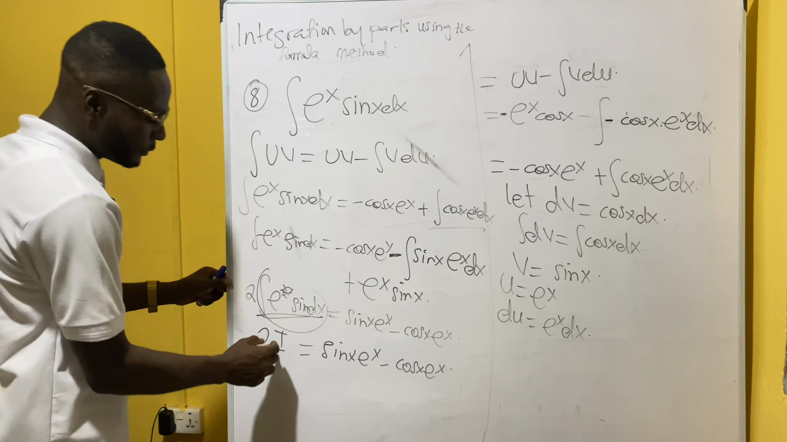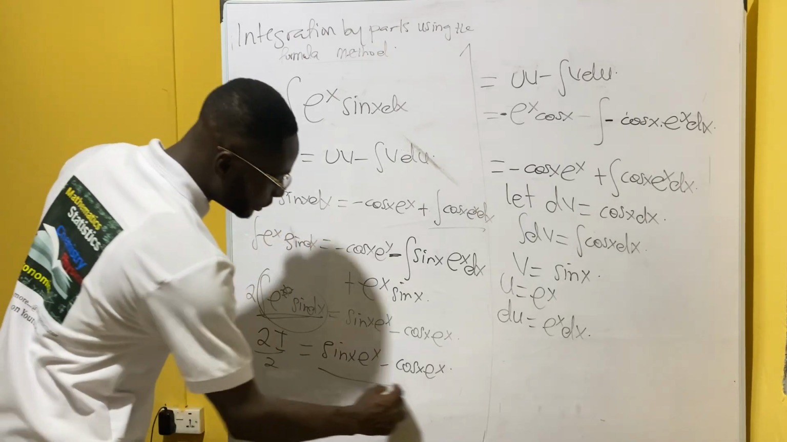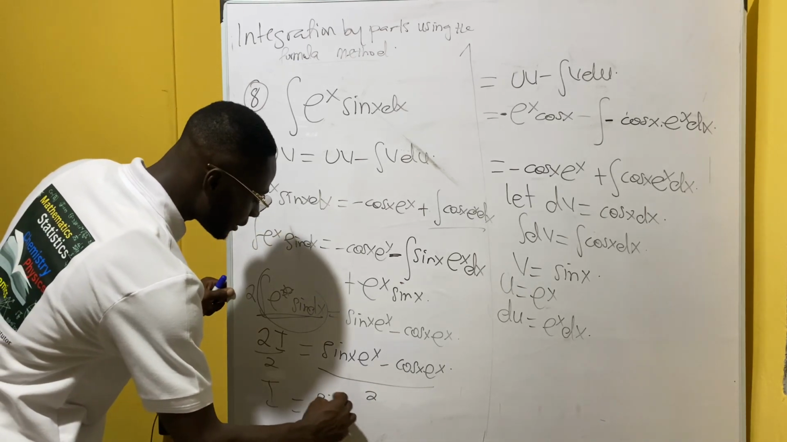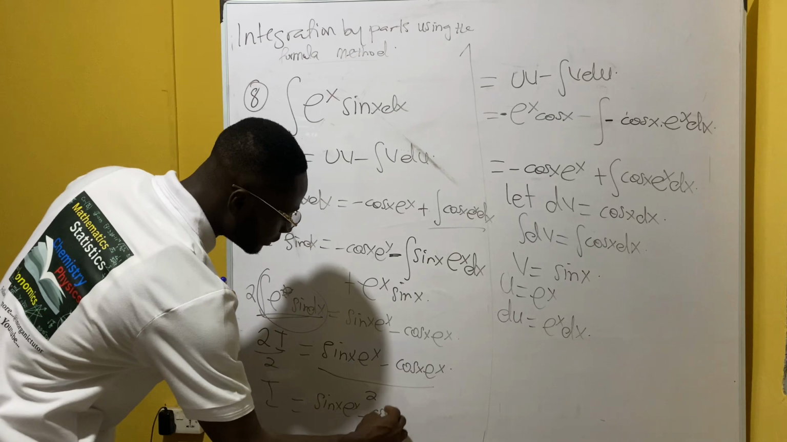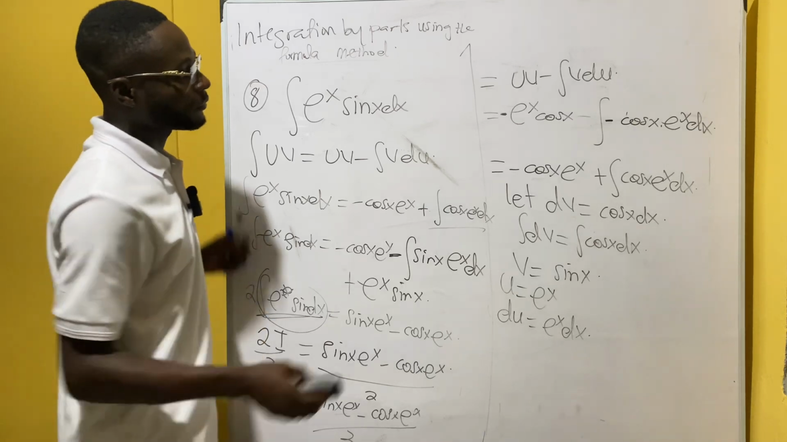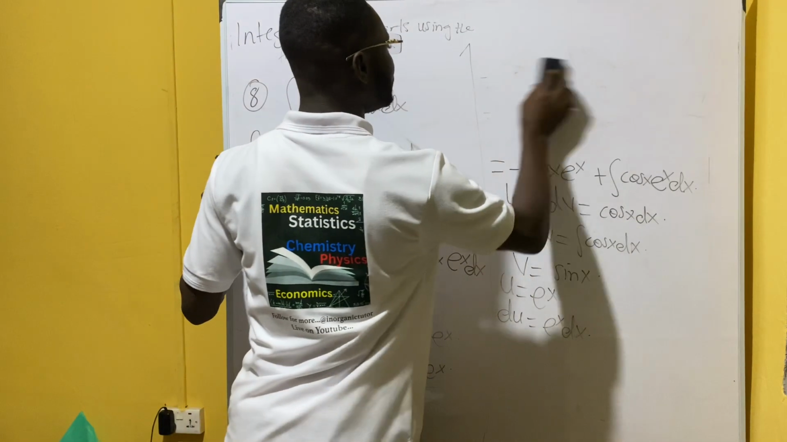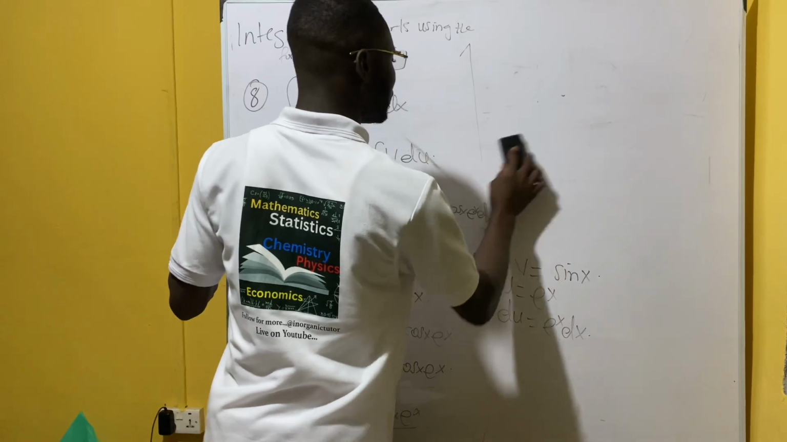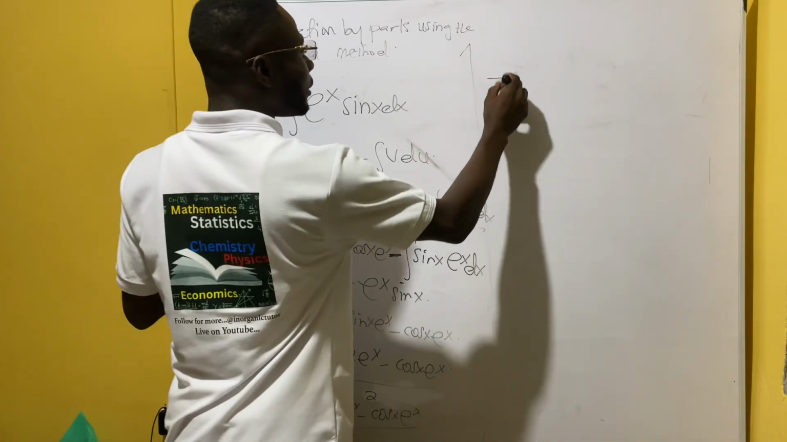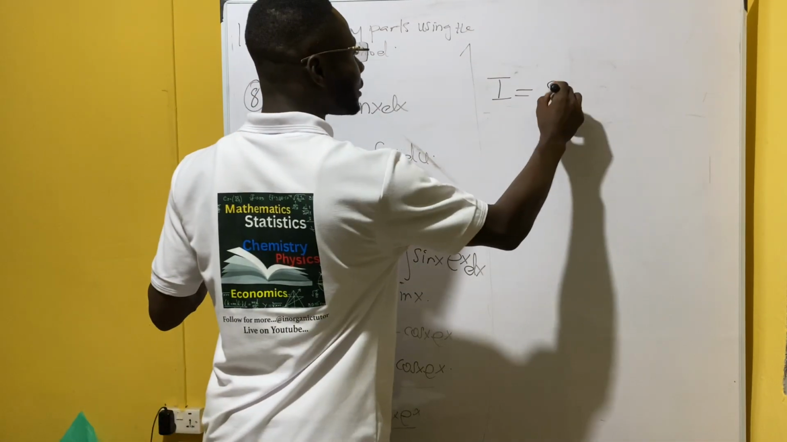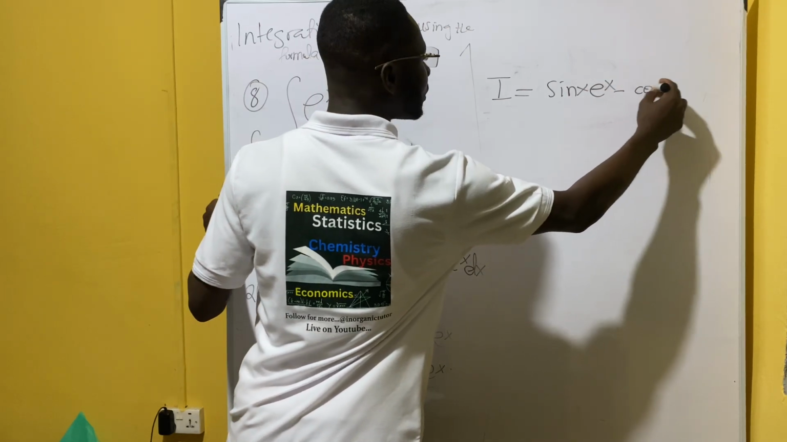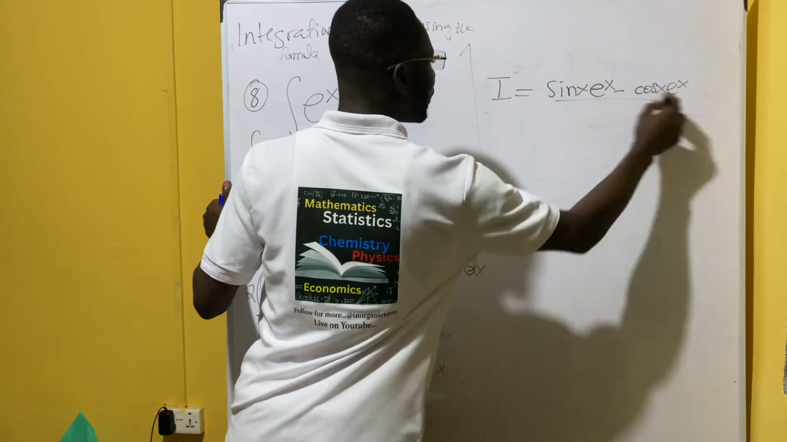So this right here, we need I, so we divide by 2. We divide this 2 by 2. So we have our I equals sine x e power x minus cos x e power x all on 2, right? So we can say that our I is equal to sine x e power x minus cos x e power x all on 2.